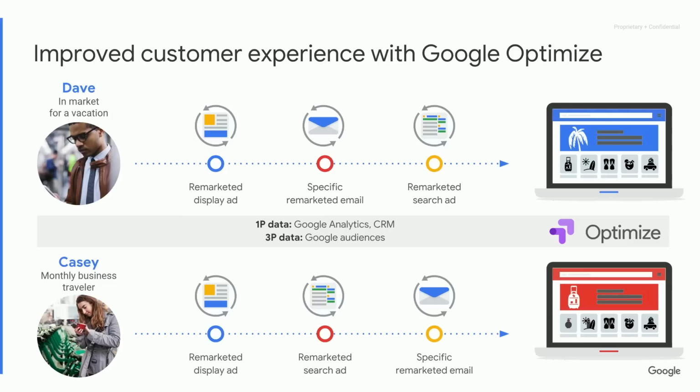So in this case, we're using Optimize to be able to personalize a landing page tailored to a vacation experience for Dave and to a business traveler experience for Casey. Yeah, Krista, that's a really important point. There's actually a company that has used Optimize in order to drive real business results with this capability. So Spotify has used Optimize and Google Analytics to drive business outcomes.